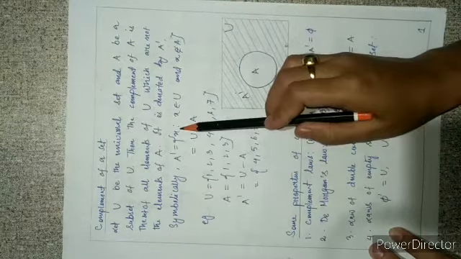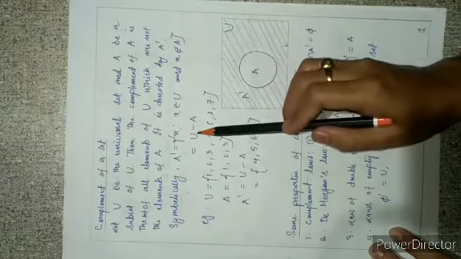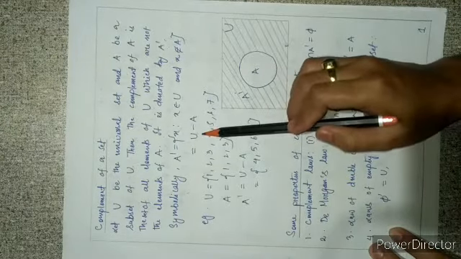Symbolically, A dash is expressed as X, X belongs to universal but X not belong to set A. Obviously, A dash will be equal to U minus A.